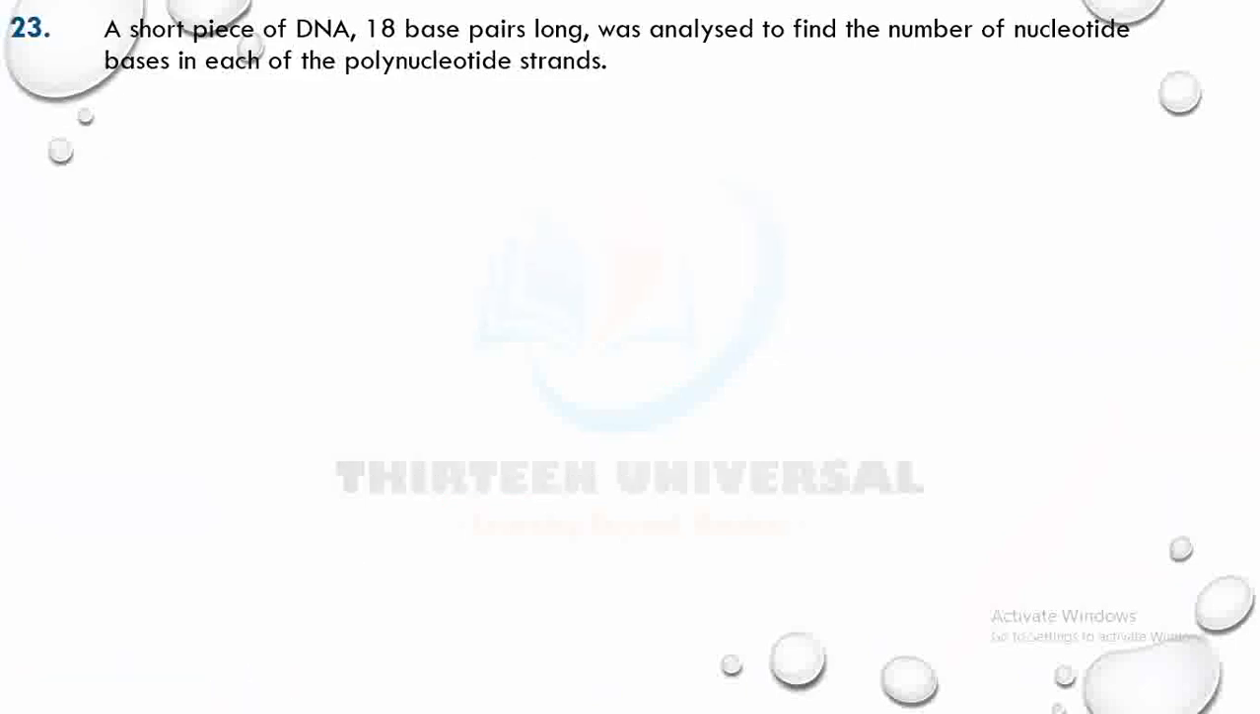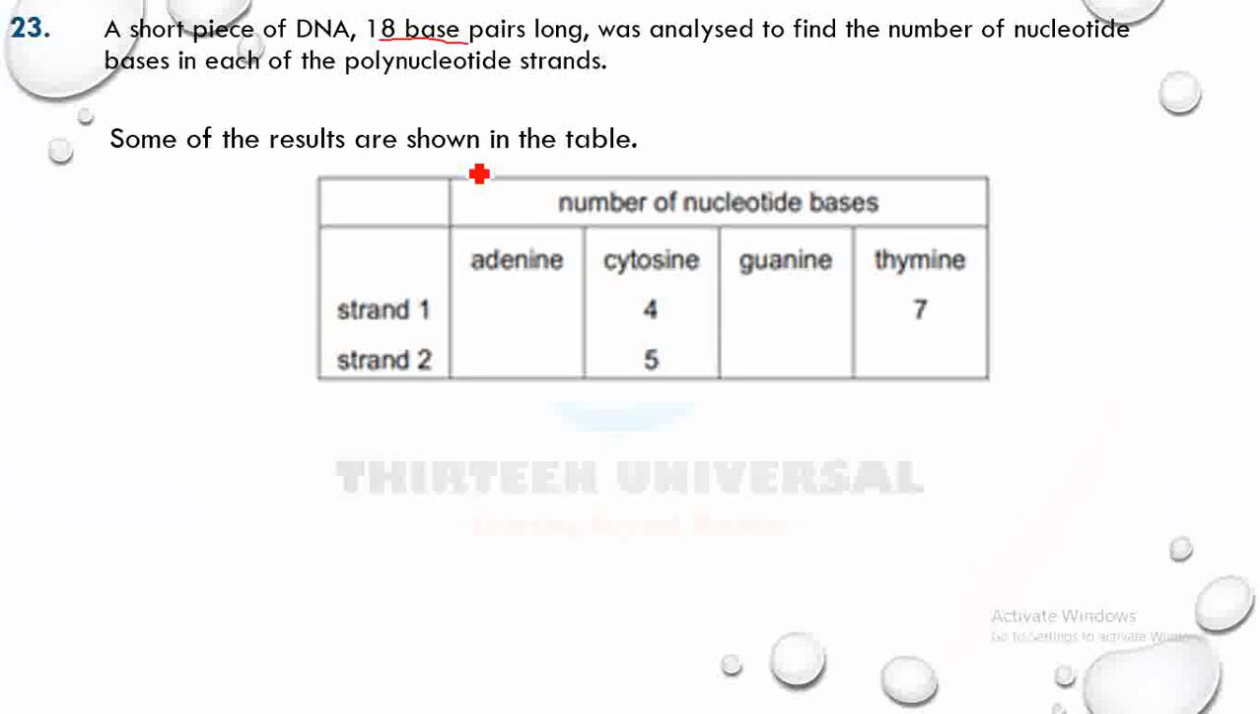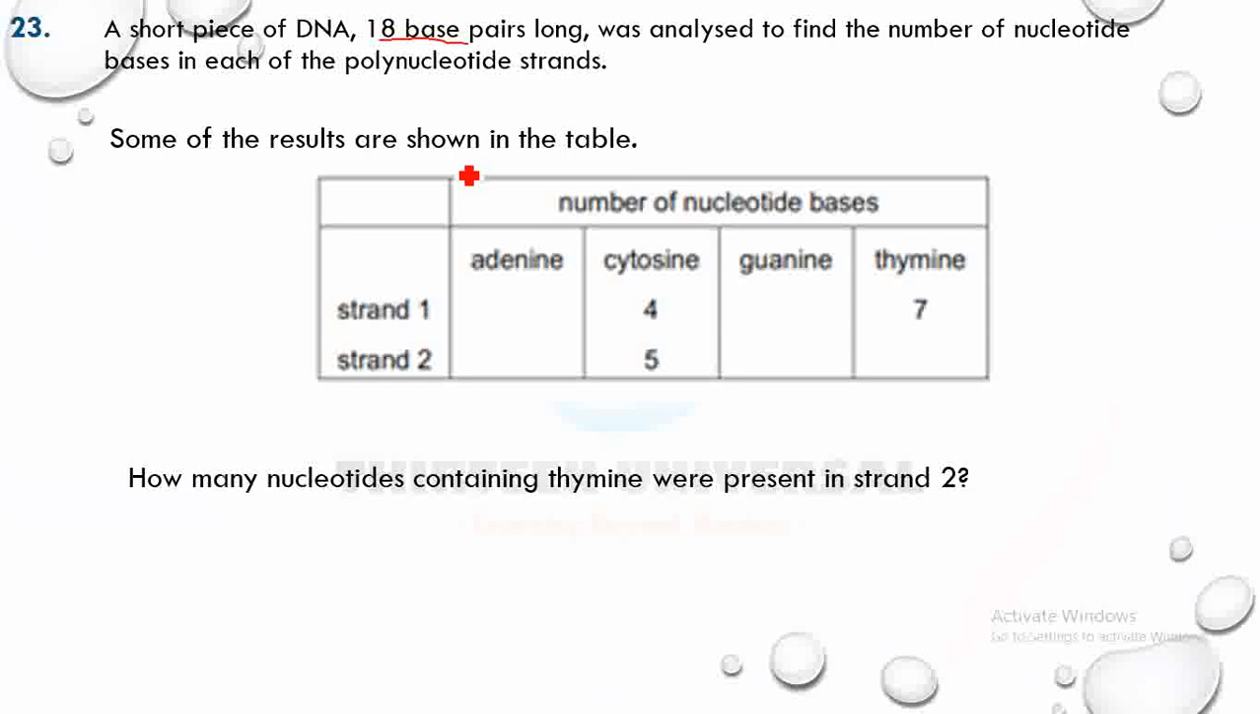A short piece of DNA, 18 base pairs long, was analyzed to find the number of nucleotides that use each of the polar nucleotide strands. It says some of the results are shown in the table. How many nucleotides containing thymine were present in strand 2?